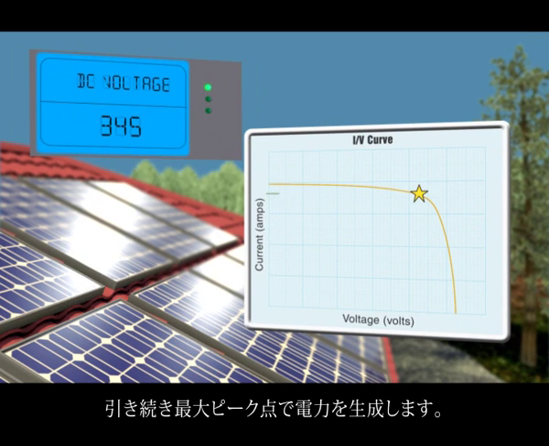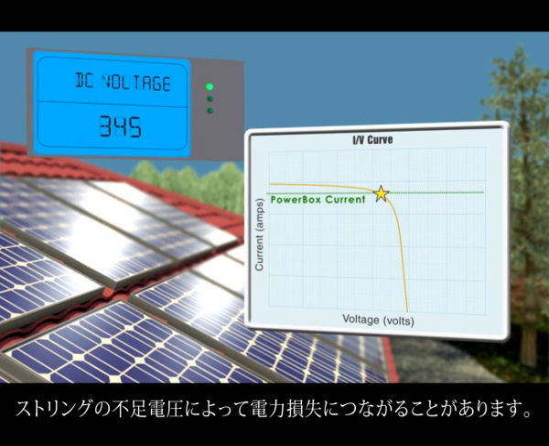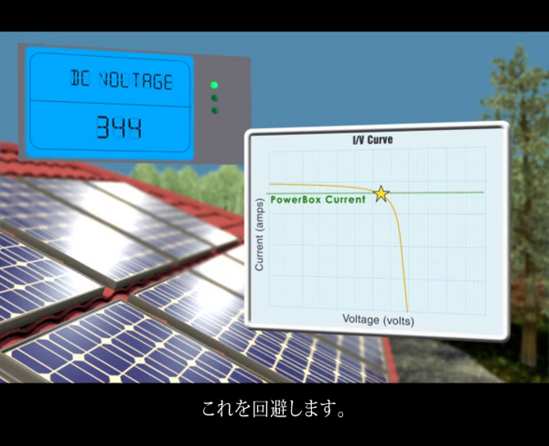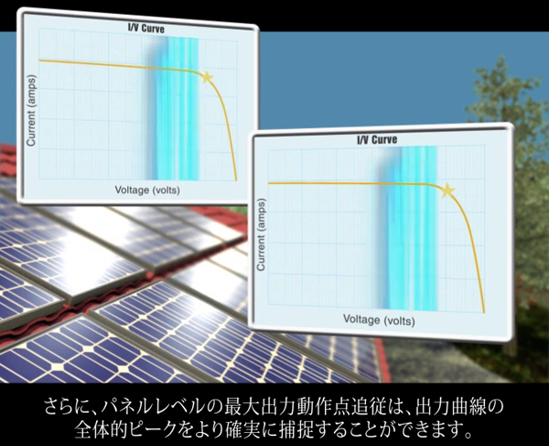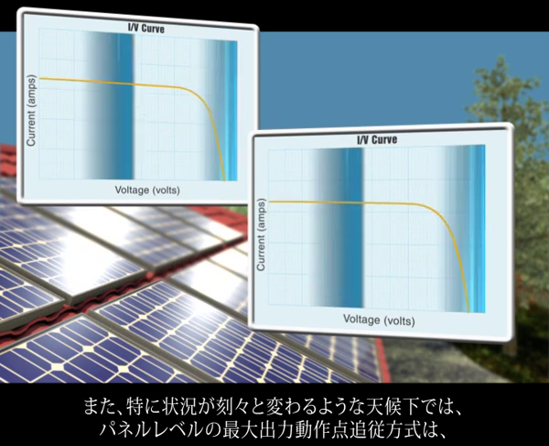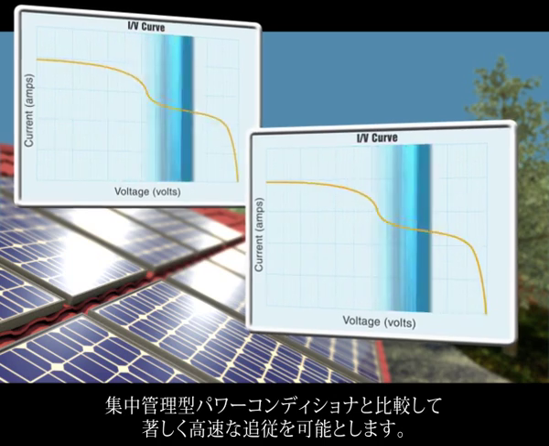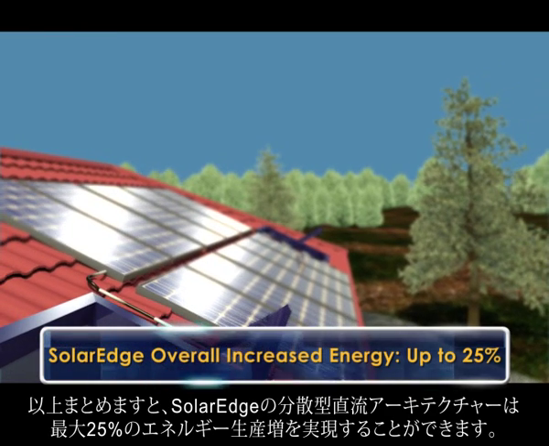In traditional systems, high temperature or shorter strings may lead to power losses due to string undervoltage. SolarEdge prevents it by maintaining string voltage fixed at the optimal DC to AC conversion point, while independently controlling the panel voltage. Last, panel-level MPP tracking can better identify the global peak of the power curve. It also allows for noticeably faster tracking compared to centralized inverters, especially during dynamic weather conditions. To summarize, SolarEdge distributed DC architecture can increase energy production by up to 25%.